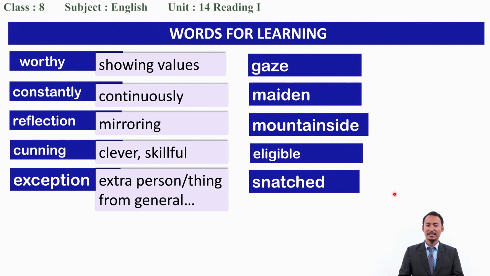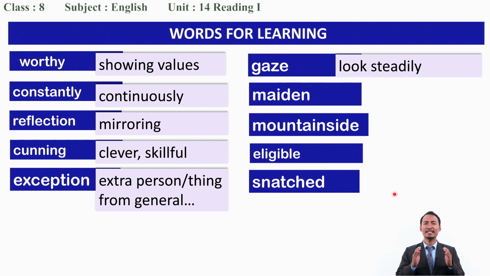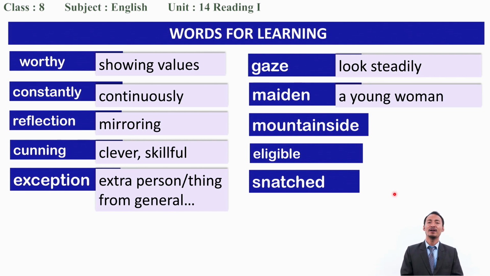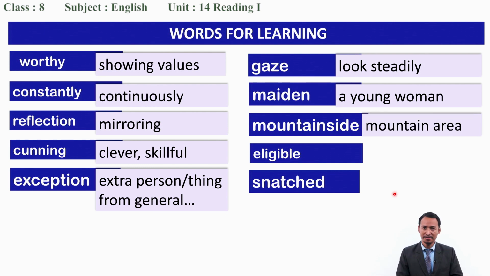And we have another one, gaze. Gaze means look steadily. Okay, look steadily means एक नासले हेरिराख्नु, okay? Seeing continuously at the same point. Maiden means a young woman. Mountainside means an area in the mountains.